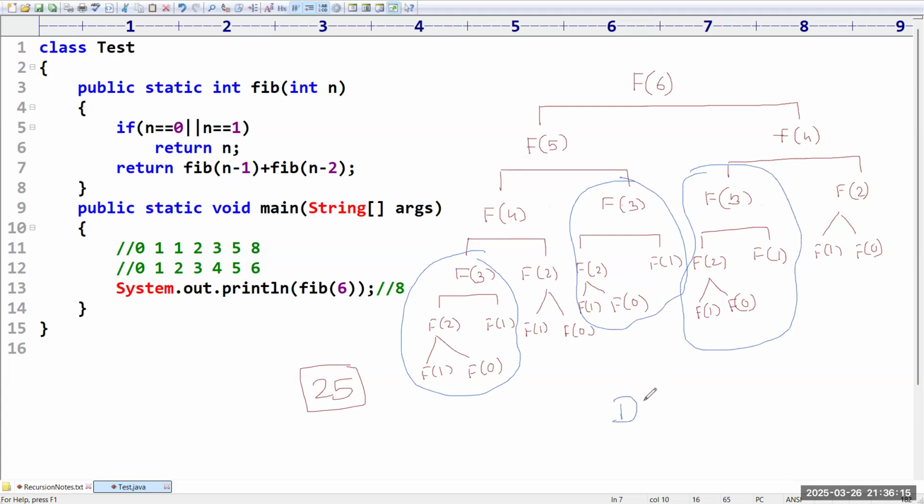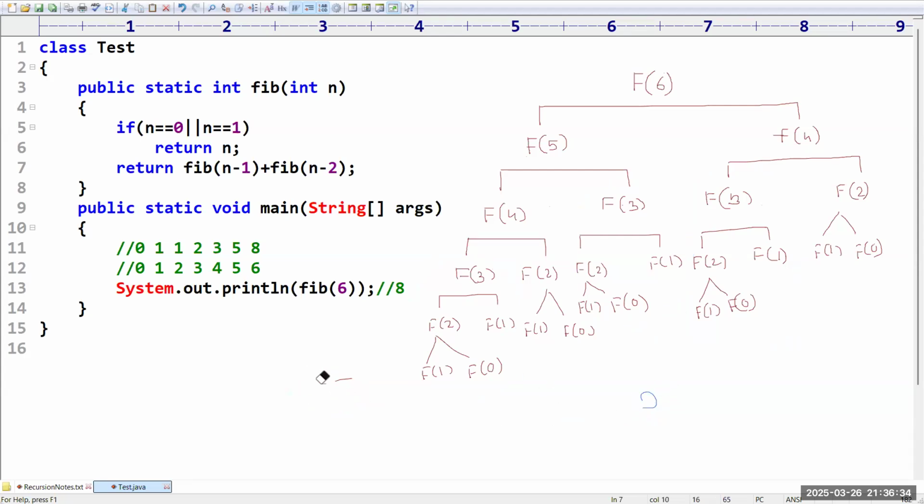This is called dynamic programming. Dynamic programming means, in recursion, there is a bigger problem where already calculated values are unnecessarily calculated again. How do we solve that? For that, we should go for dynamic programming. Did you understand why the dynamic programming concept is needed? Please confirm.